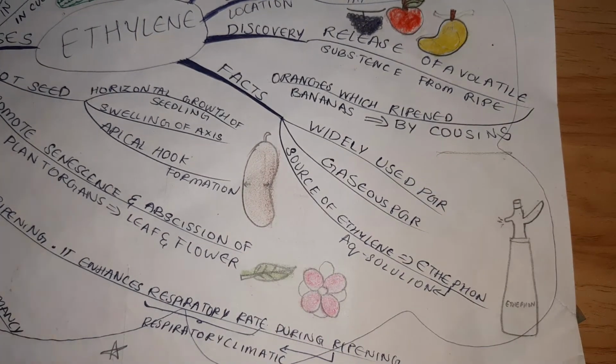The source of ethylene is ethophone. Ethophone is actually an aqueous solution. This aqueous solution can be easily sprayed on the plants. So we use ethophone rather than ethylene. Ethylene is gaseous while ethophone is aqueous. Aqueous is something we can use more easily. So ethophone is used rather than ethylene naturally.